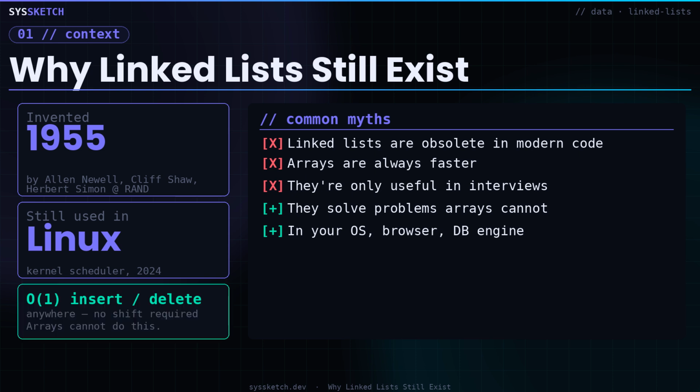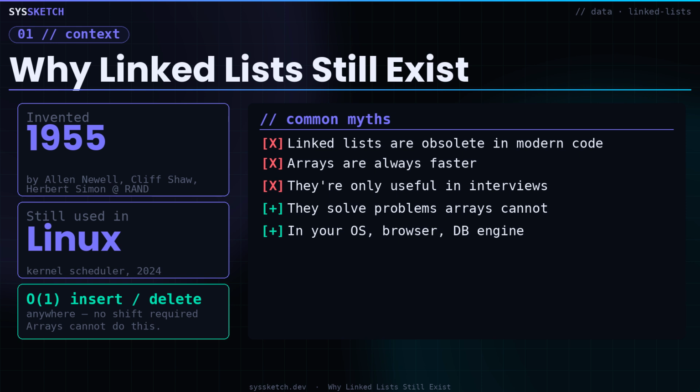The Linux kernel scheduler uses them, Git uses them, your browser uses them, Redis uses them. The glibc memory allocator uses them. These are not toy projects. These are the systems that run the internet. The question is not whether to use linked lists. The question is when. And to answer that question with any precision, you first need to understand what is actually happening in memory when you allocate either structure, because the difference is not just about pointer overhead.